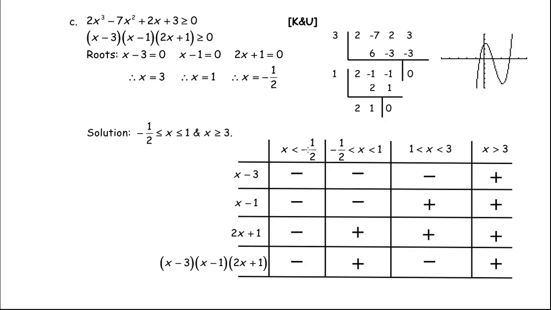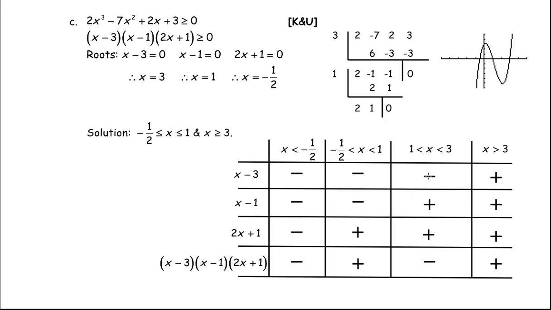So below negative a half, like negative 1 for example, negative 1 minus 3 is negative. Negative 1 minus 1 would also be negative, and negative 1 times 2 plus 1 would still be negative. So this is the product of 3 negatives. So remember, the product of an odd number of negatives is negative. And then we turn to the next interval. So between negative a half and 1, for example, 0. 0 minus 3 is negative, 0 minus 1 is negative, so they're both negative. 0 times 2 plus 1 would be positive, so that factor has turned to be positive. So the product of two negatives and a positive is positive. So we have a place where the cubic is positive now.